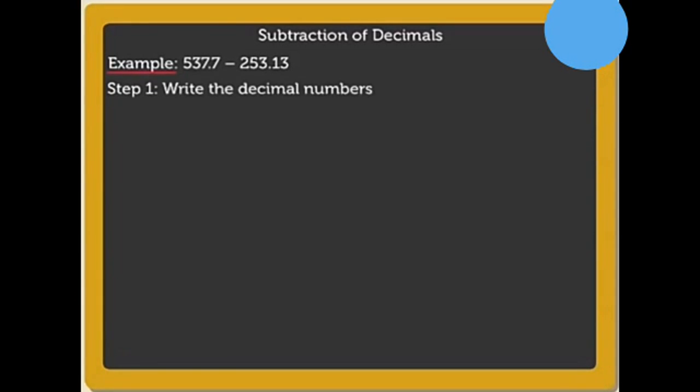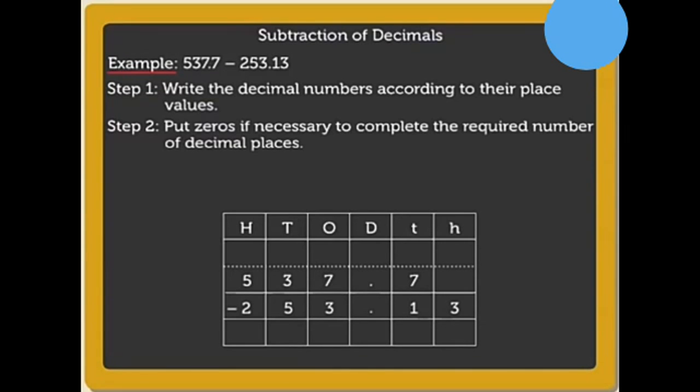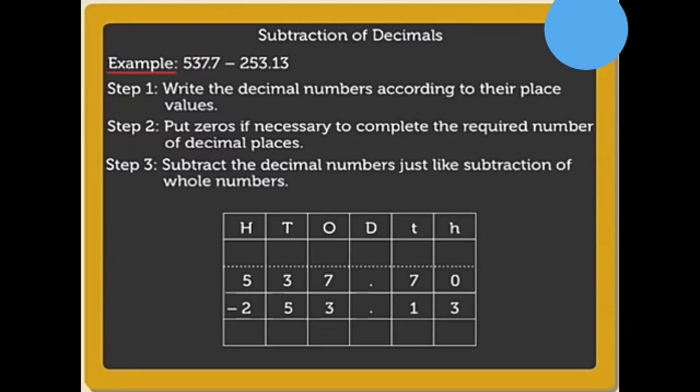Step 1. Write the decimal numbers according to their place values. Step 2. Put zeros if necessary to complete the required number of decimal places. Here, we need to add a zero in the hundredth place in the number 537.7. Step 3. Subtract the decimal numbers just like subtraction of whole numbers.